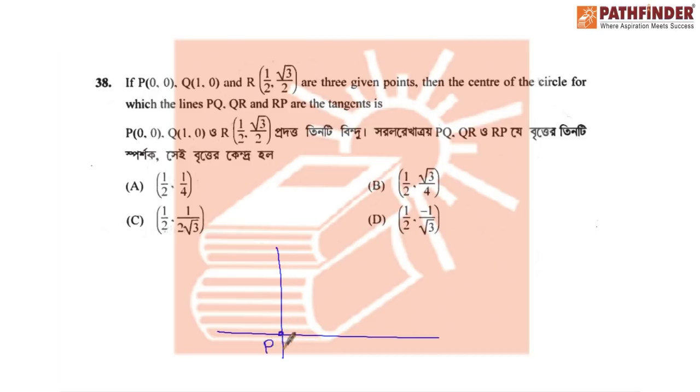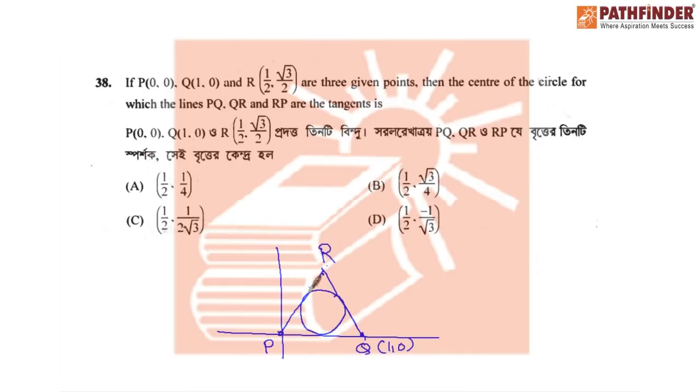P is origin, Q is x equal to 1, y equal to 0, and R is x equal to half, y equal to root 3 by 2. If P, Q, R are three given points, then the center of the circle for which the lines PQ, QR, RP are the tangents is, means we need to find.